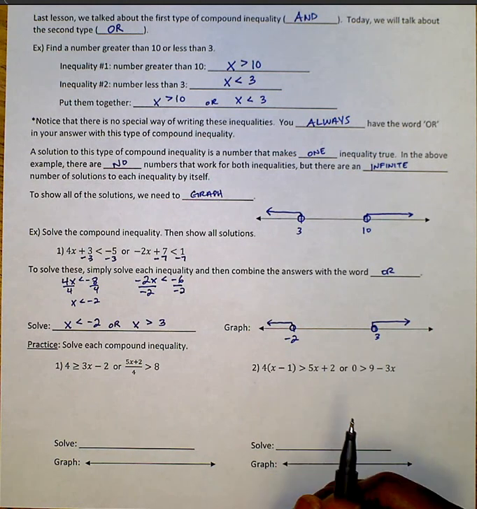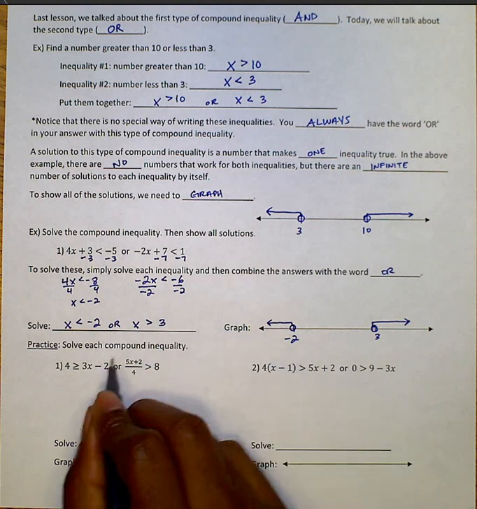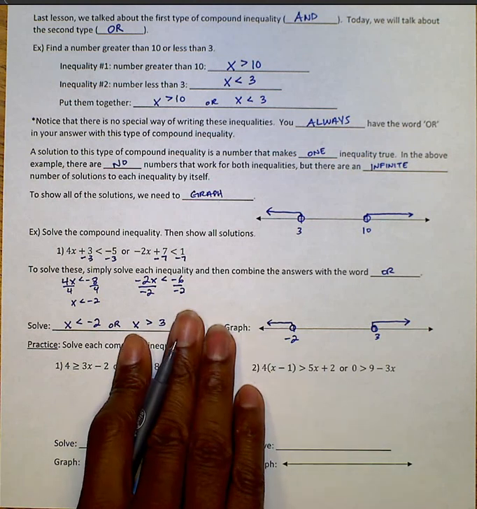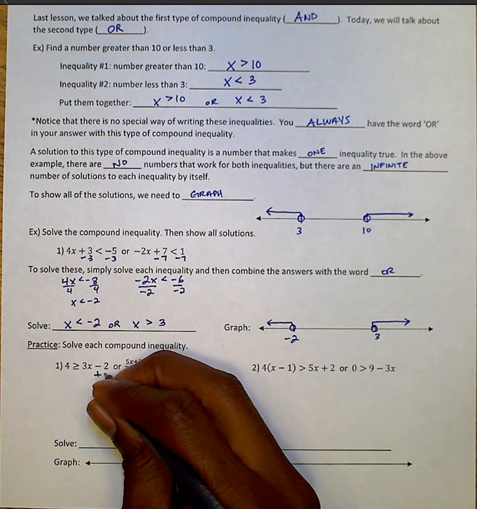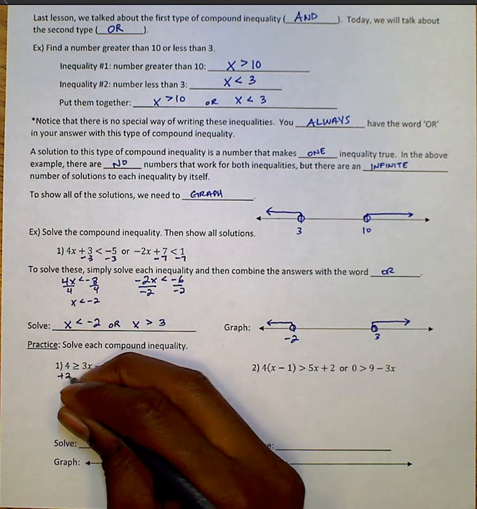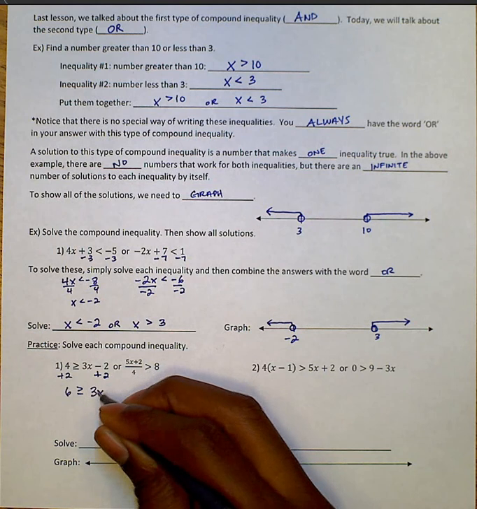So let's look at another one here. I'm going to solve the left side first: 3x minus 2 is less than or equal to 4. I'm going to get x by itself. Add 2 on both sides: 6 is greater than or equal to 3x. Now divide by 3.